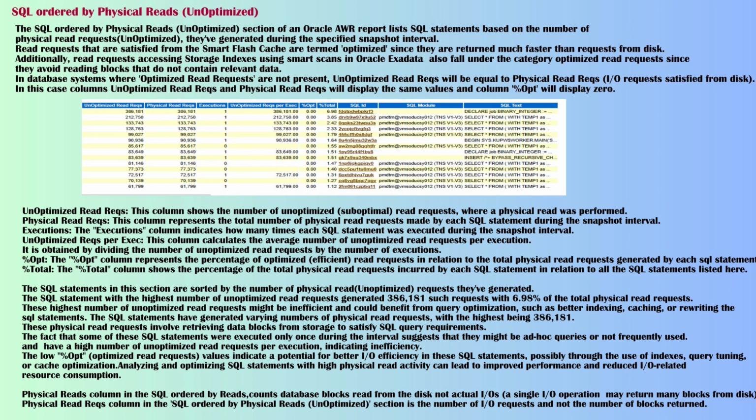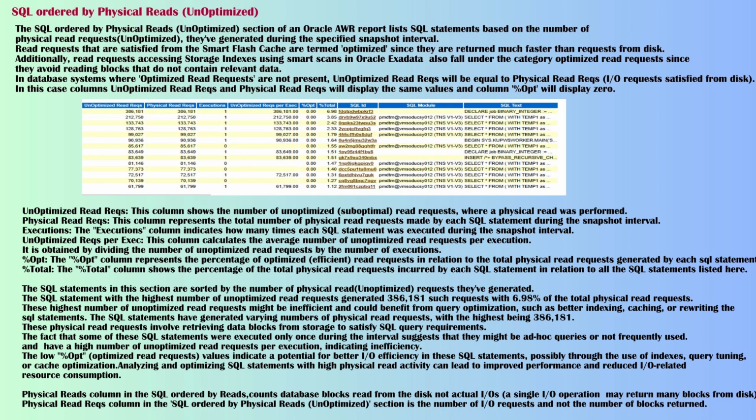In this case, columns unoptimized read recs and physical read recs will display the same values and column %opt will display 0. Unoptimized read recs: this column shows the number of unoptimized, suboptimal, read requests, where a physical read was performed. Physical read recs: this column represents the total number of physical read requests made by each SQL statement during the snapshot interval. Executions: the executions column indicates how many times each SQL statement was executed during the snapshot interval.